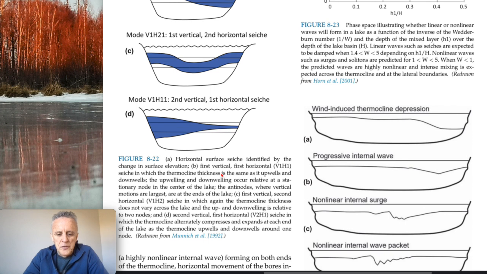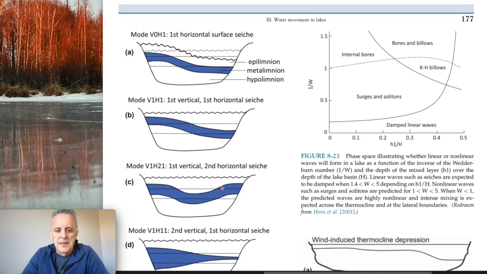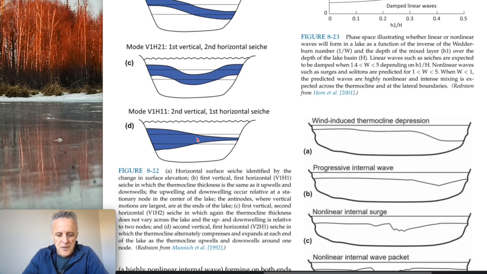B, first vertical, first horizontal V1H1 seiche in which the thermocline thickens and thins as it upwells and downwells. The upwelling and downwelling occur relative to a stationary node in the center of the lake. So there's a center node, pretty much like the center of mass or center of volume of the lake right here. C, first vertical, second horizontal V1H2 seiche in which again the thermocline thickness does not vary across the lake, and the up and downwelling is relative to two nodes.